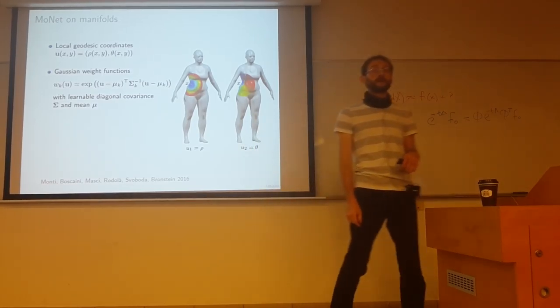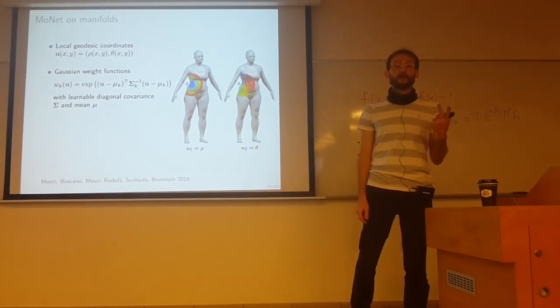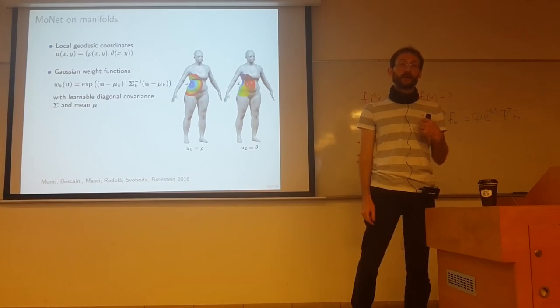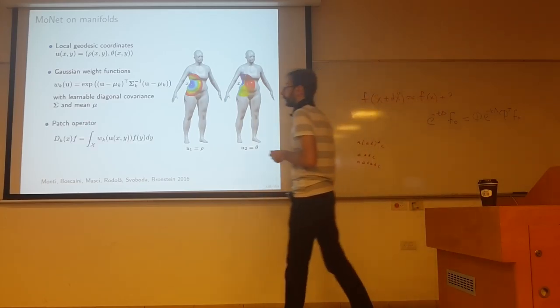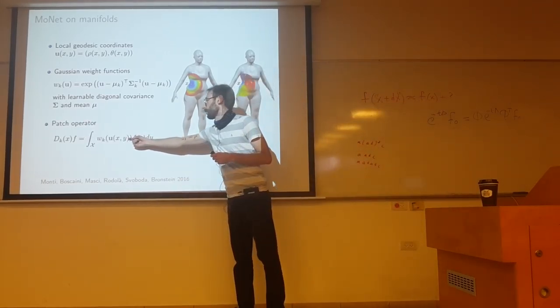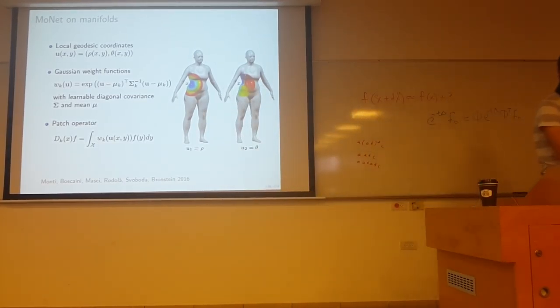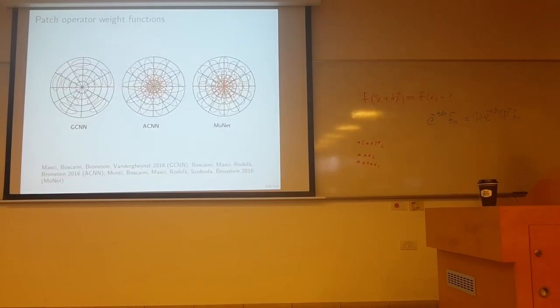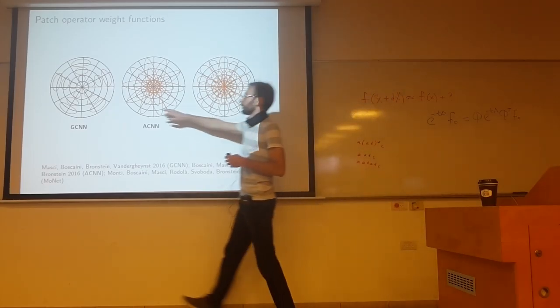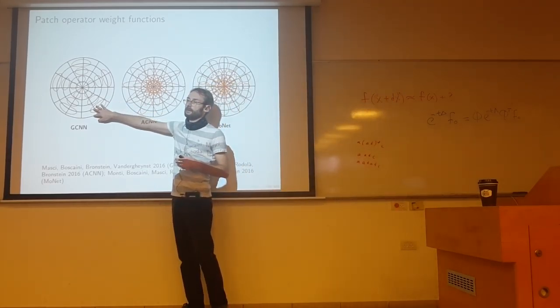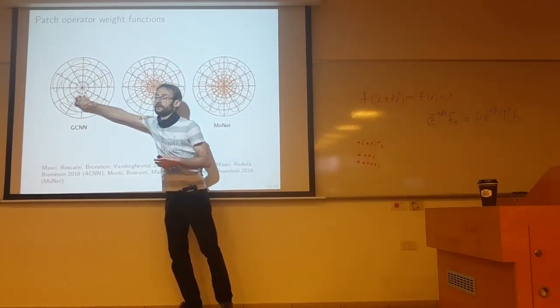We use Gaussian weight functions. U here is two-dimensional, right? We assume that the covariance is a diagonal matrix, so we have basically four parameters for each function. And the patch operator is just this, what we've seen before. Basically, we apply these weights to produce local regions of the function.